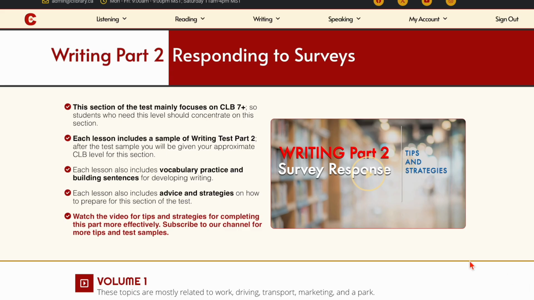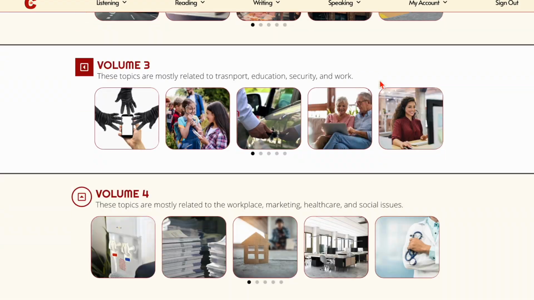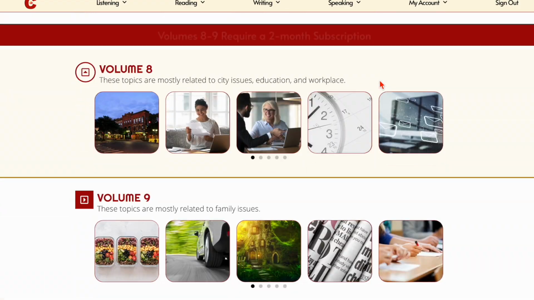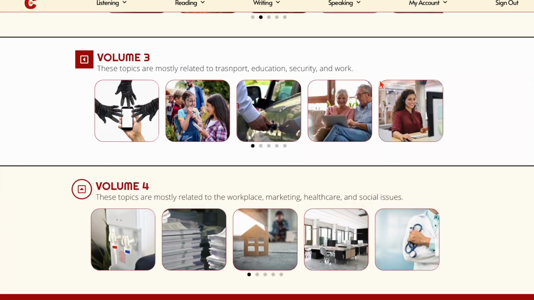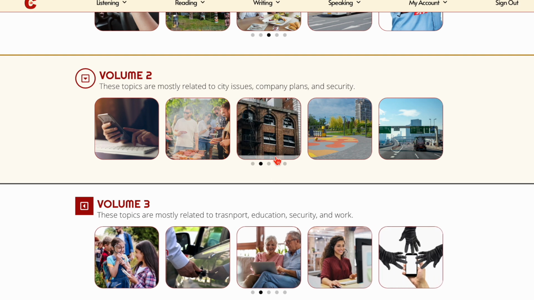So everyone, I'm just here in the Writing Part 2 section of the CELPIP library. And today we are going to be doing a sample from Volume 2, Apartment Security. So let's get started.